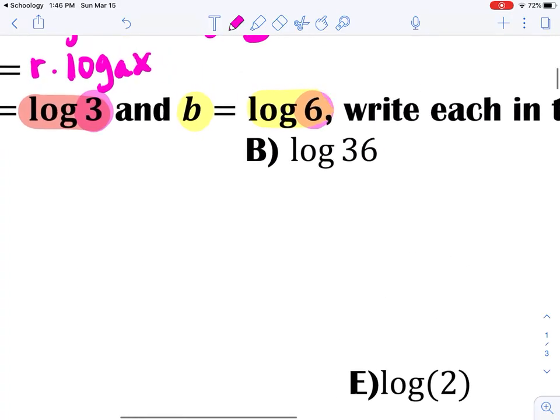All right, let's try looking at the next one. So in the next one, I have a 36. So I have to ask myself, how could I use a 3 or a 6 or just one of them using multiplication, division, exponents, anything to get 36. So I say to myself, oh, 6 squared is 36. So I'm going to write this as log of 6 squared.